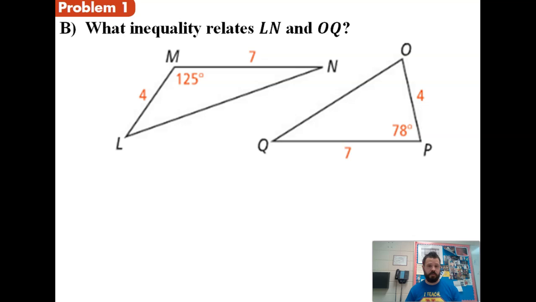All right, so let's run through part B. We want to relate LN and OQ, and we want to stick a greater than sign or a less than sign between them. I can use my hinge theorem because my first triangle has side lengths of 7 and 4, same with my second triangle, side lengths of 7 and 4. And when I compare the angles, angle M is the greater measure. It measures 125 as opposed to 78.